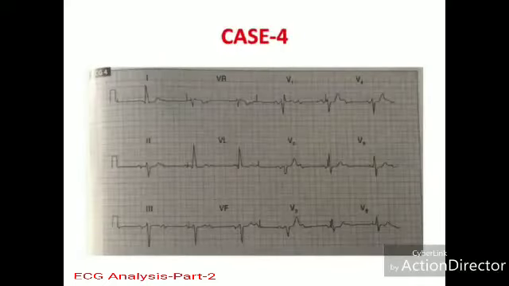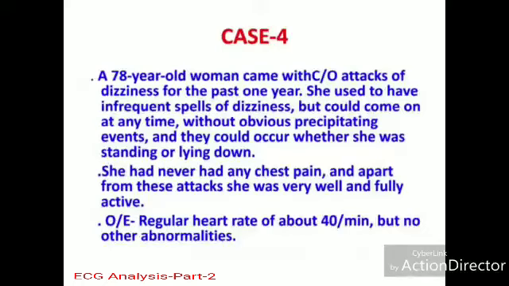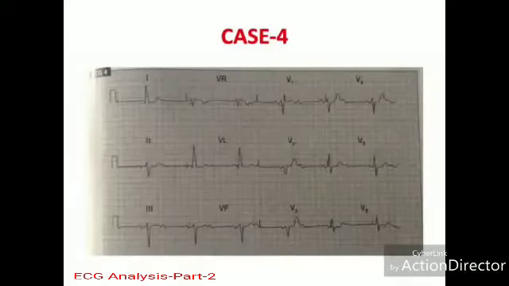This patient, that is case 4 ECG. This is an ECG of a 78-year-old woman who came with complaints of attacks of dizziness for the past 1 year. She used to have infrequent spells of dizziness, but they could come on any time without obvious precipitating events, and they could occur whether she was standing or lying down. She had never had chest pain, and apart from these attacks, she was very well and fully active.